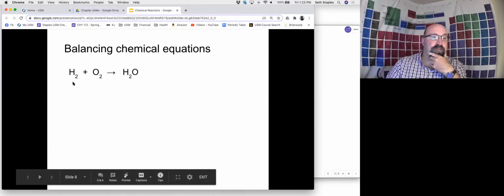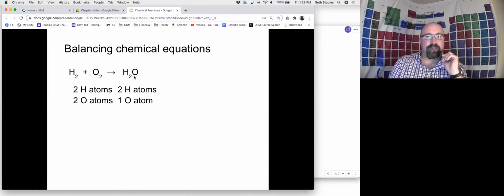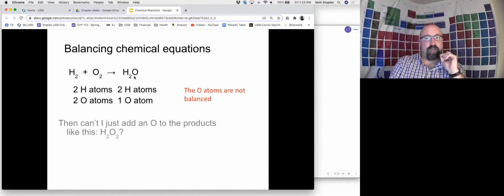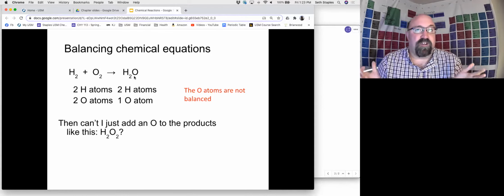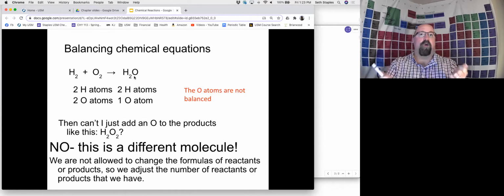So we're starting with 2 hydrogens. Okay, we end with 2 hydrogens, so that's okay. We're starting with 2 oxygens, but our equation for water only has 1 oxygen. And so we do a little count here, the oxygen atoms are not balanced. It's really tempting to just say, well, why don't I just add an oxygen like this? Why don't I just say that it's H2O2? Now I have the same number on both sides. That seems fair, right? No, no, no, no, no.